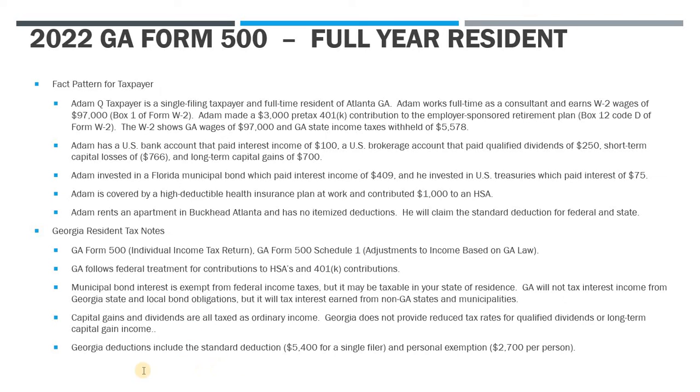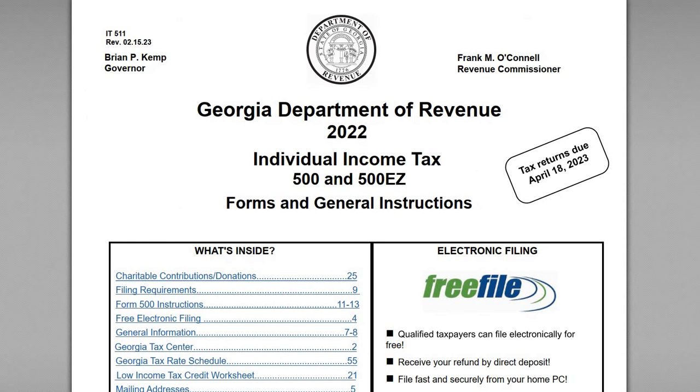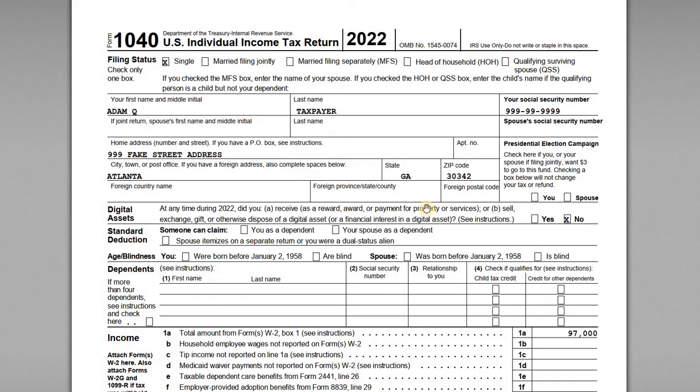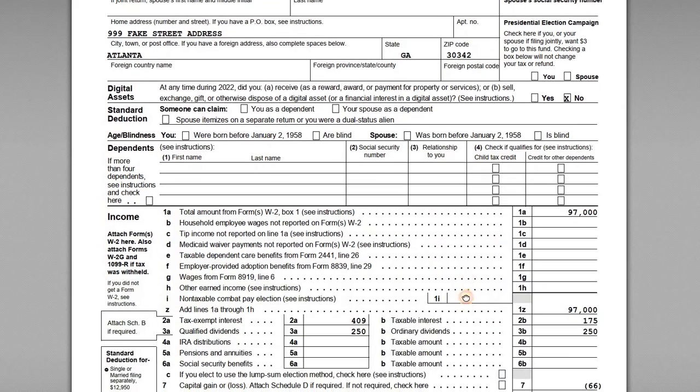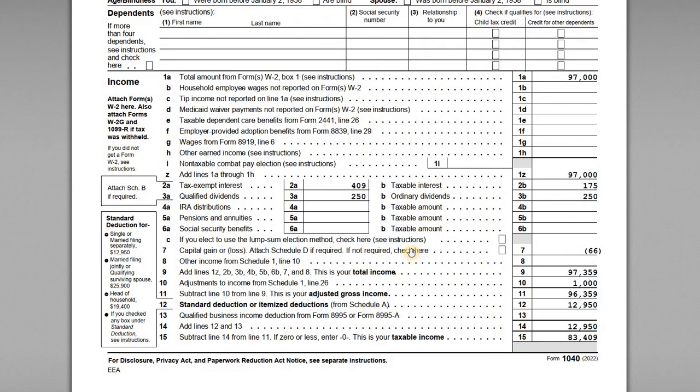And as far as Georgia deductions here, as a resident single filer, he's going to get that standard deduction of $5,400, and he gets one personal exemption of $2,700. All right, so let's have a look at the return here. We'll start with the 1040 and go through this kind of quickly, just so we can get on to the Georgia 500.